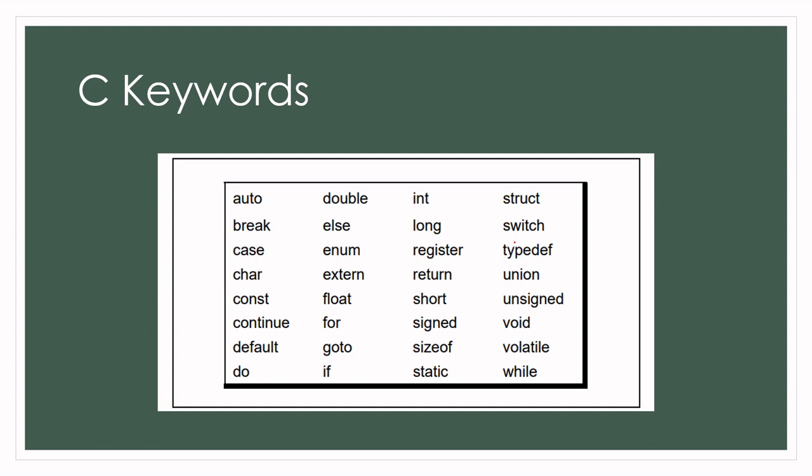There are 32 keywords in C, and it's safer not to mix variable names and keywords. They're also known as reserved words, and they can't be used as variable names, because trying to assign a new meaning to a keyword is not allowed by the computer. So you shouldn't use these words as variable names.